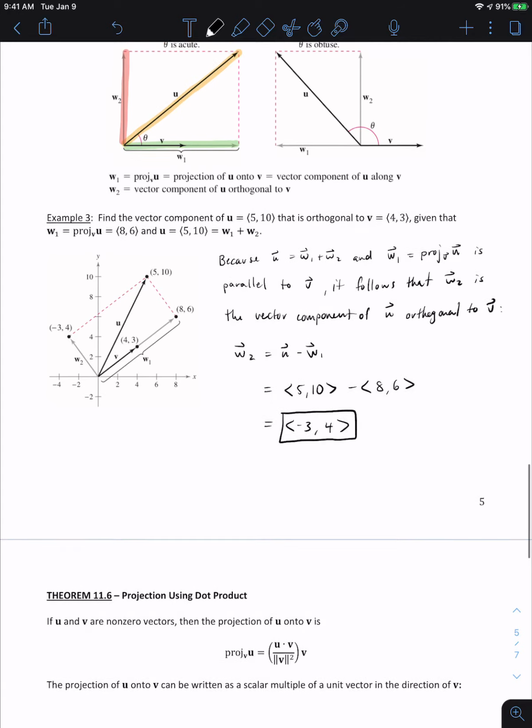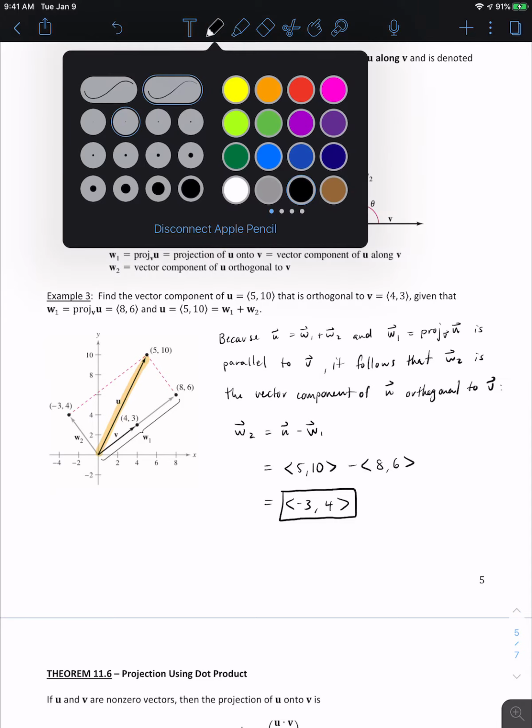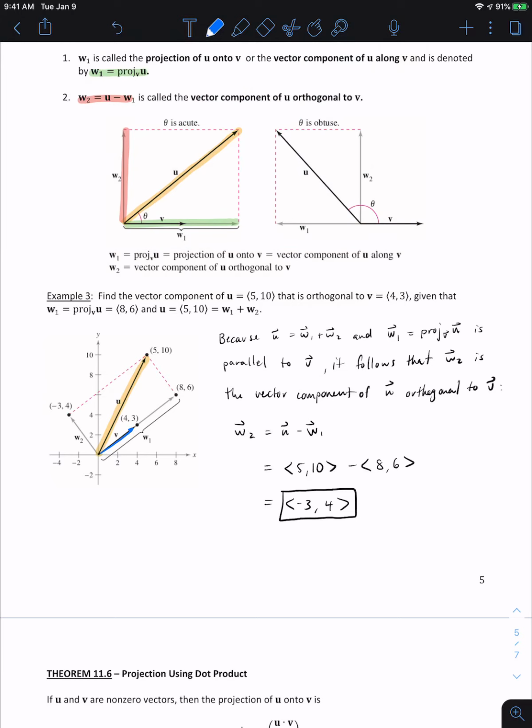Okay, so let's look at this picture here to talk about what's going on to draw all of our pieces. So u is the vector we're focused on. We've got our v is this guy right in here, right? Same as our v right in here.